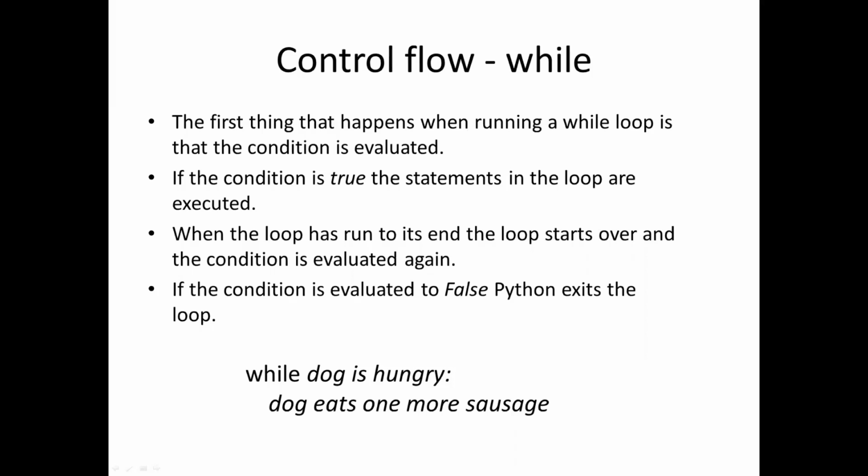If we write this in pseudocode, it can be like the while loop in the bottom. While dog is hungry, the dog eats one more sausage. We go back to the condition. While dog is hungry, the dog is still hungry, so it eats one more sausage. We go back to the beginning again. We test the condition. Dog is hungry. The dog is still hungry. So we go into the loop and the dog eats one more sausage. Then we will continue like this until the dog no longer is hungry. Then the dog stops eating sausage and we will continue after the while loop.